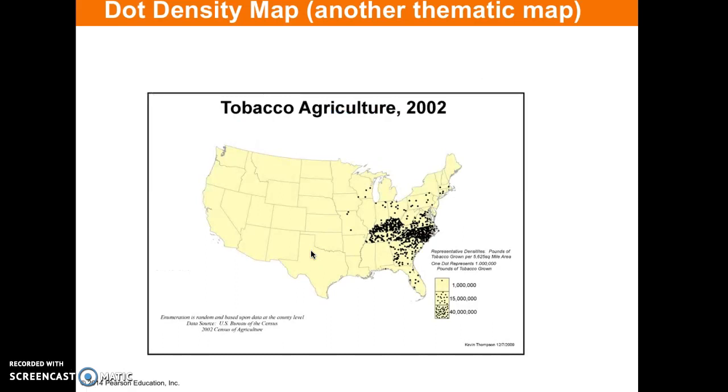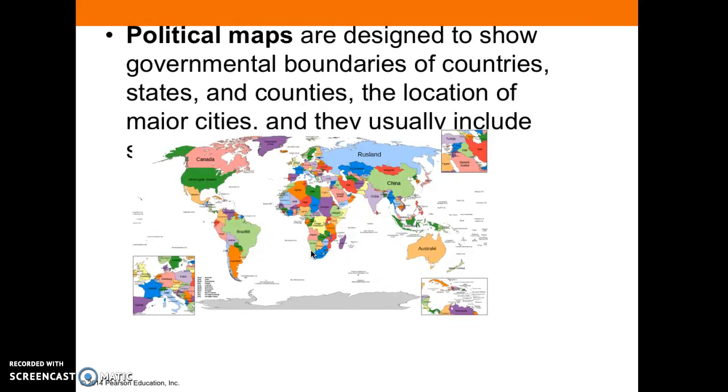Another thematic map would be the dot density map, where you put dots in to track something. So this is tobacco agriculture in 2002, and the more dots there are in an area, the more that phenomenon occurs. So in this case, it could be tobacco agriculture. It could be the number of a type of restaurants. It could be population. It could be availability of fresh water. It could be really anything. Just when you see more dots, you have a higher density.